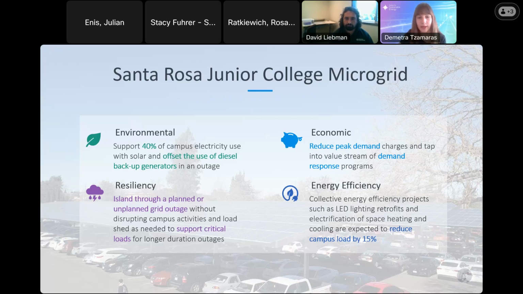Also on the slide here, I included energy efficiency. This wasn't necessarily directly included within the scope of the CEC grant, but it is something the college really prioritizes and has been taking into consideration in conjunction with the development of the microgrid. They've been doing a number of energy efficiency measures across the buildings on campus in order to reduce the campus load and to ensure that the microgrid will be able to support the campus load for longer if the load is a little bit lower. David will discuss this a little bit later in his portion of the presentation as well. Next slide, please.